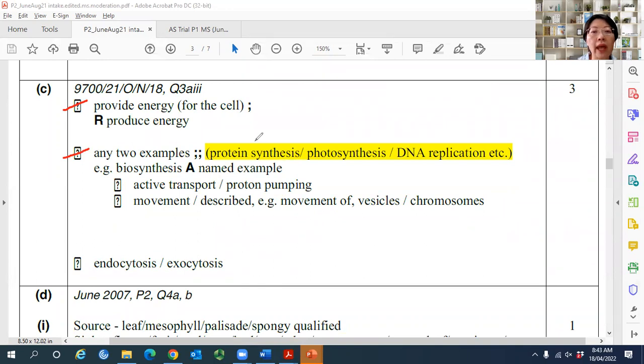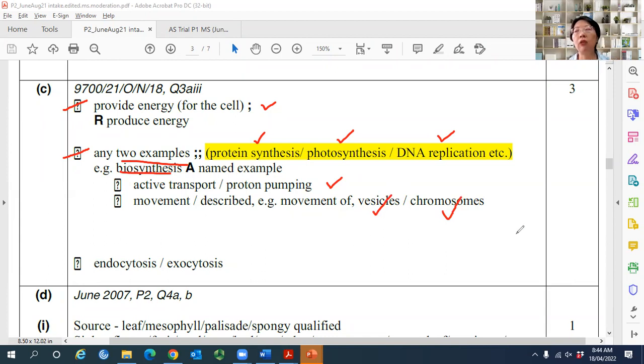So any form of anabolic reaction like protein synthesis, photosynthesis, DNA replication, all the biosynthesis, right? So you give 2 examples, you get 2 marks. So 1 mark is to provide energy, 2 more marks is to provide 2 examples. So active transport, proton pump, movement of vesicles, movement of chromosome during mitosis.